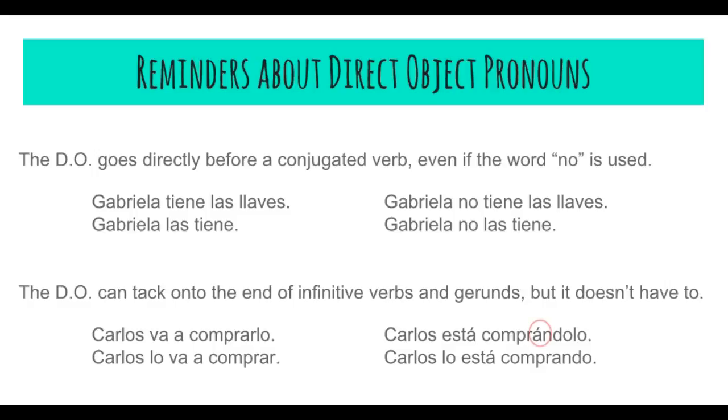You might notice there's an accent over the letter A in the gerund comprándolo, and this is something that we do when we tack on extra direct objects or indirect objects to the end of the gerund, and this is simply to maintain your pronunciation and make sure you're emphasizing the correct syllable. So you would say Carlos está comprándolo instead of Carlos está comprandolo.